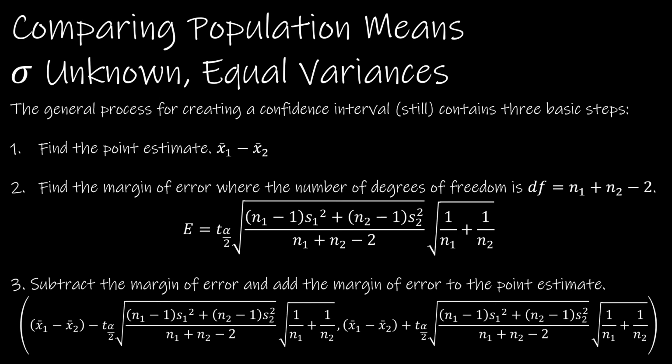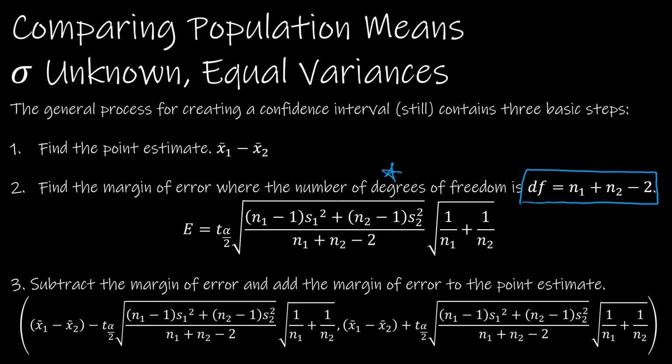The point estimate is still x bar 1 minus x bar 2. The margin of error is much more difficult, but again, once we have Excel set up, it's pretty straightforward. Again, one of the main differences is that the degrees of freedom in this case is not the smaller of the two minus 1, but is adding the two sample sizes and subtracting 2.